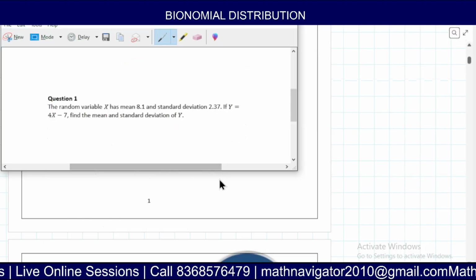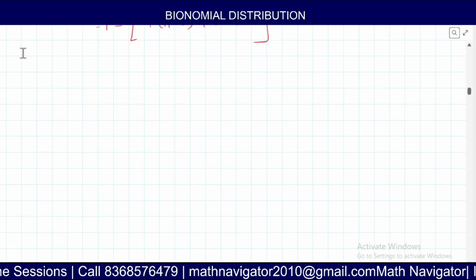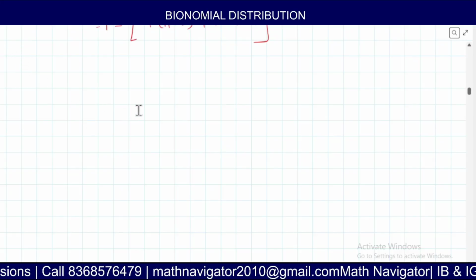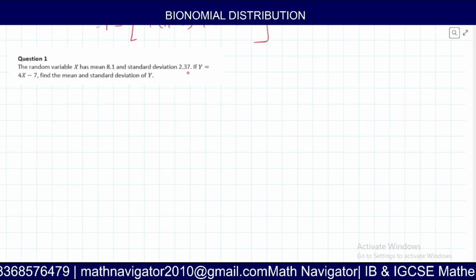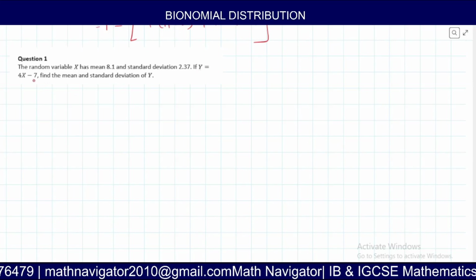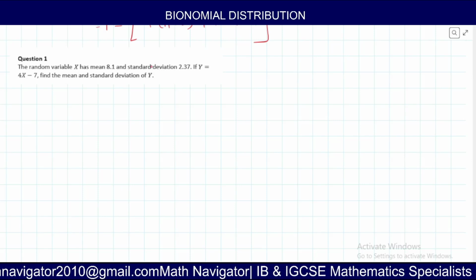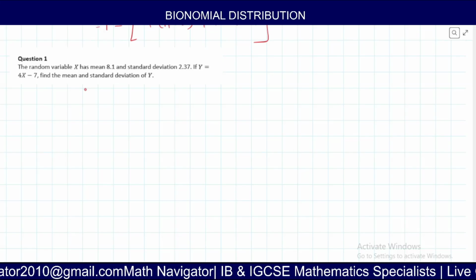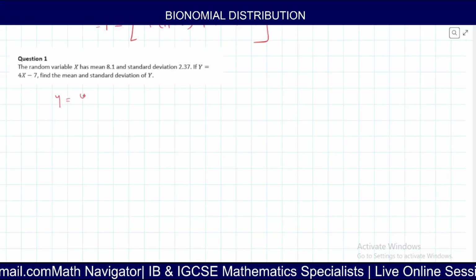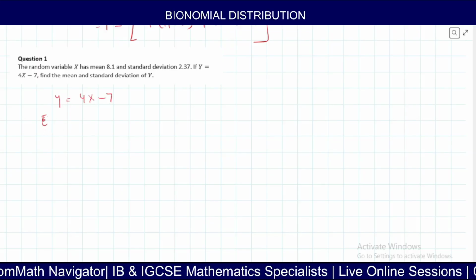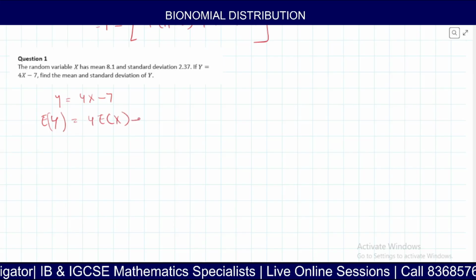Let's take this question. The random variable x has mean 8.1 and standard deviation 2.37. If y is equal to 4x minus 7, find the mean and standard deviation of y. So I want to find the mean, so you need to use the property of it.